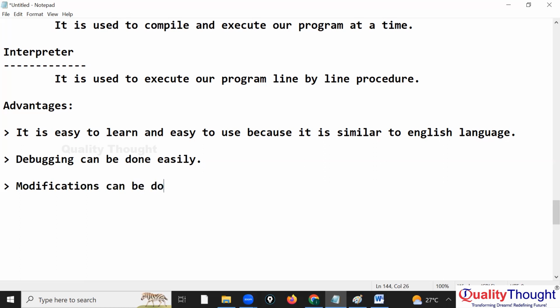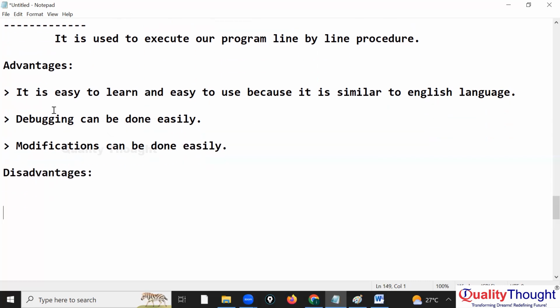Modifications can be done easily, guys, because it is similar to the English language only. So we can do a lot of modifications, changes. Modification means changes. We can do a lot of changes. So these are the advantages, but remember, it also has some disadvantages. What are the disadvantages here?